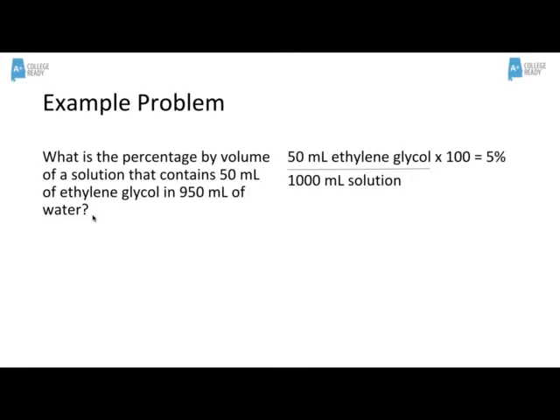So I've got to add my solute and my solvent volume together to get the volume of the solution, which would be 1,000 milliliters. So then if I did 50 divided by 1,000 times 100, this solution would be 5% ethylene glycol. So very simple, very easy, don't make it complicated, it's pretty straightforward.